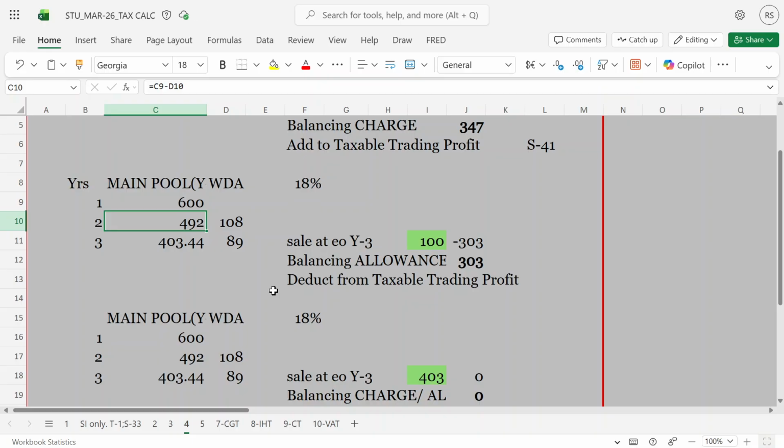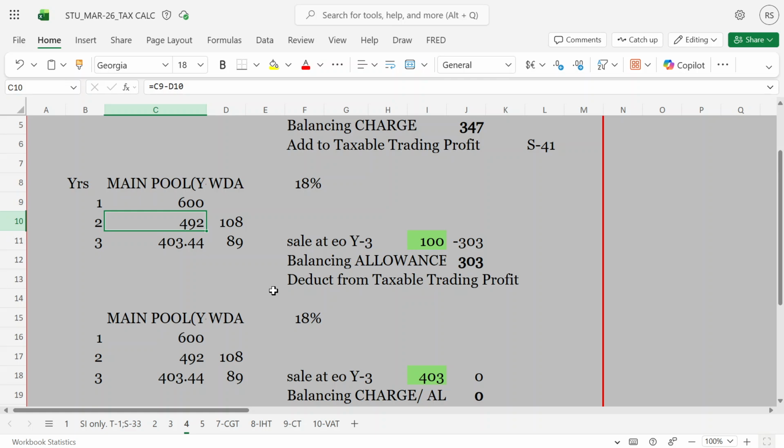So the year two closing balance is here. This 492 is basically the 600 minus 108, so this is actually the year two opening balance. The years are not properly marked here. So we start with 600, and then we apply 18% on that. At the end, this is always the closing value. So we apply 18%, it becomes 492.